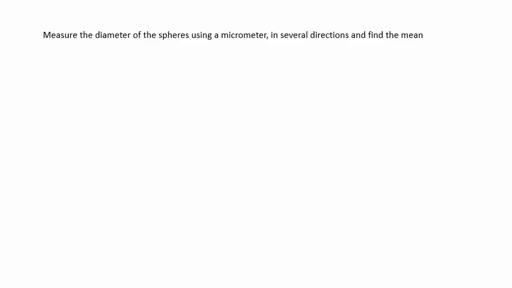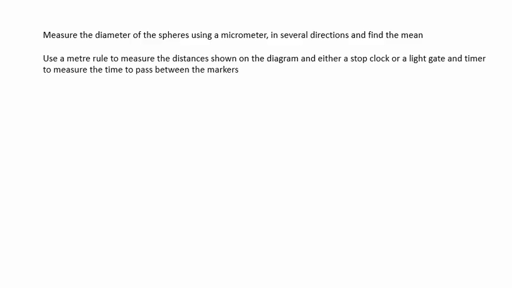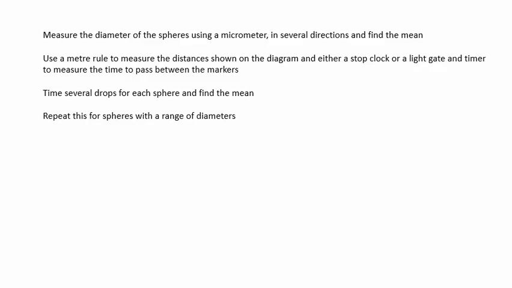To carry out the experiment, we'd measure the diameter of the spheres using a micrometer in several directions and find the mean. We'd then use a meter rule to measure the distances shown on the diagram, and we'd either use a stop clock or maybe a light gate and a timer to measure the time to pass between the markers. We'd time several drops for each sphere and find a mean. We'd repeat this for spheres with a range of diameters.